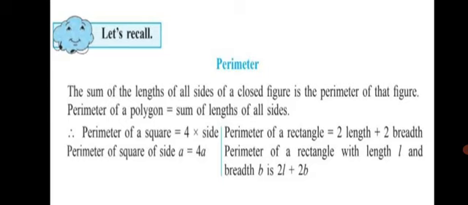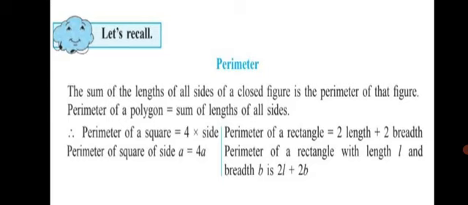Therefore, the perimeter of a square is equal to 4 into side. A square has 4 sides. So the perimeter of a square is equal to 4 into side. That means the perimeter of a square of side A is equal to 4A. This you have already learned in standard 6.